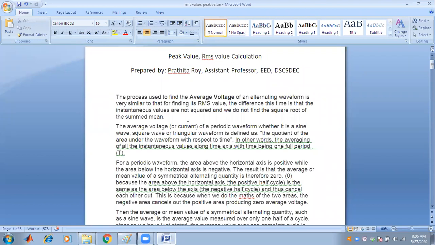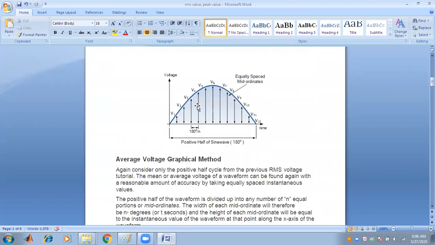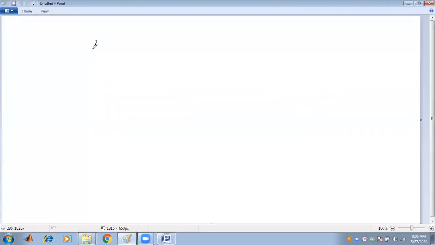So let us start with the concept of average values. First, we will start with the peak value of an AC graph. In order to do that, let us draw our AC graph. This is a sinusoidal graph, a current graph. For the positive half, this is a positive peak value and this is a negative peak. This is called the peak value, the maximum peak value of the graph, Ip, the top value. This is called the peak value of a particular AC graph.